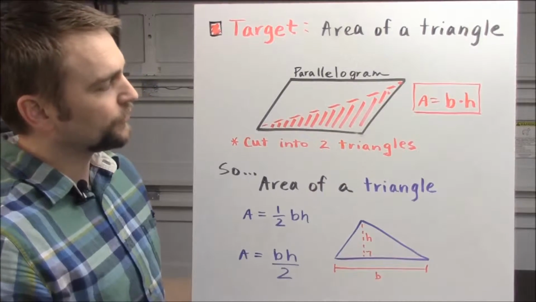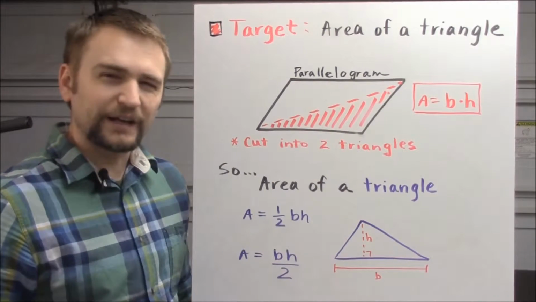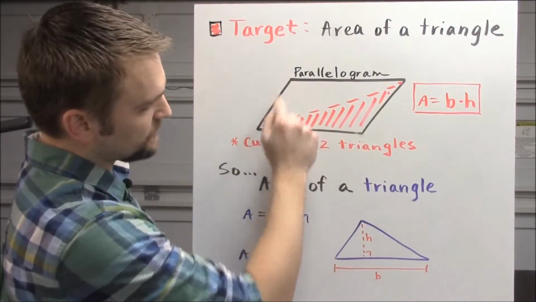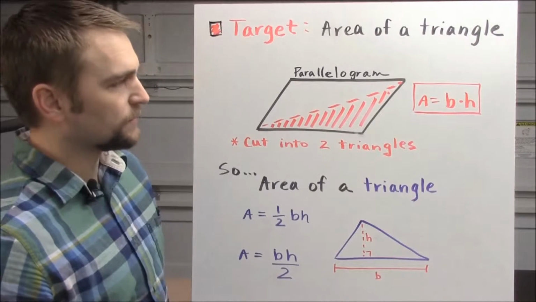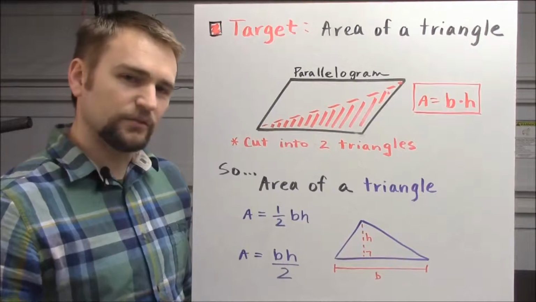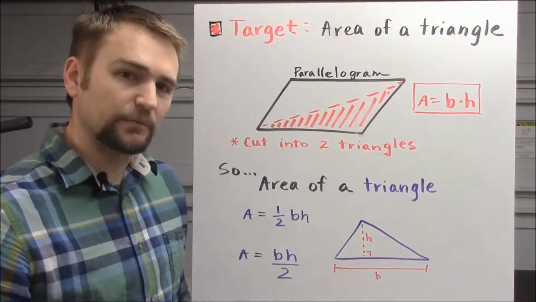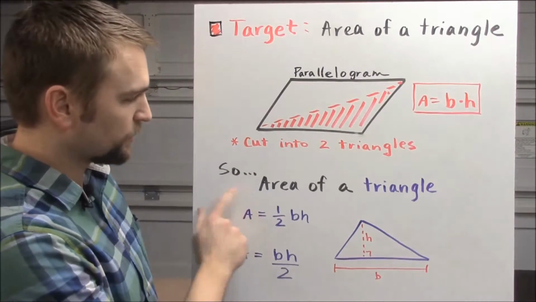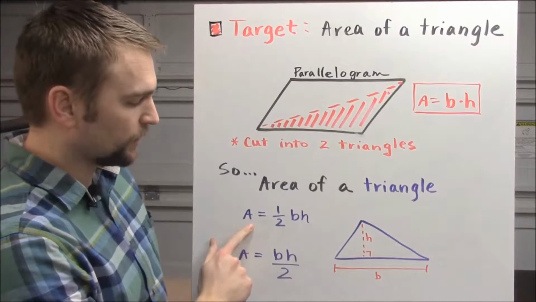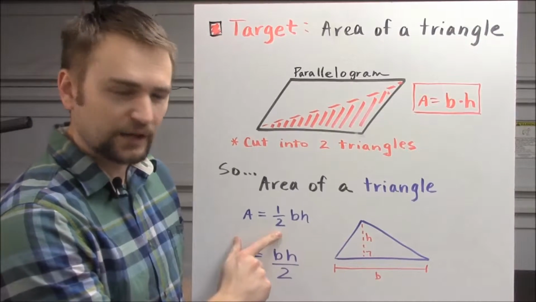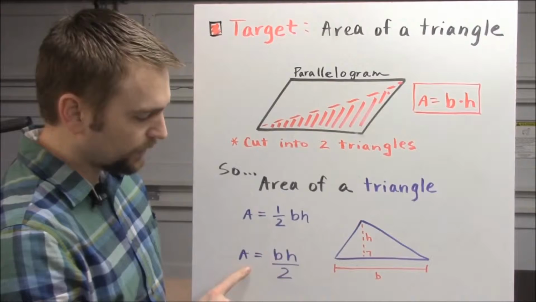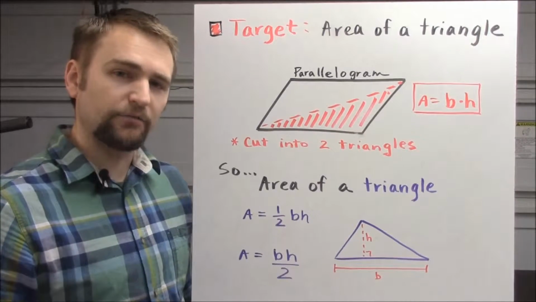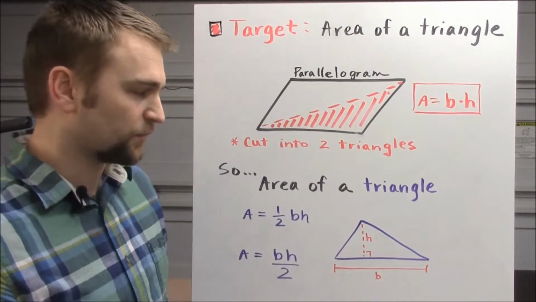Well, for triangles, if you notice in this picture here, we can actually cut our parallelogram into two pieces. I could cut it this way or this way. And we find out that we have the area equals base times height divided by 2 because we cut it into two parts. So here's our formula for the area of a triangle. Area equals 1/2 base times height, or area equals base times height divided by 2. Multiplying by 1/2 or dividing by 2 are really the same thing.